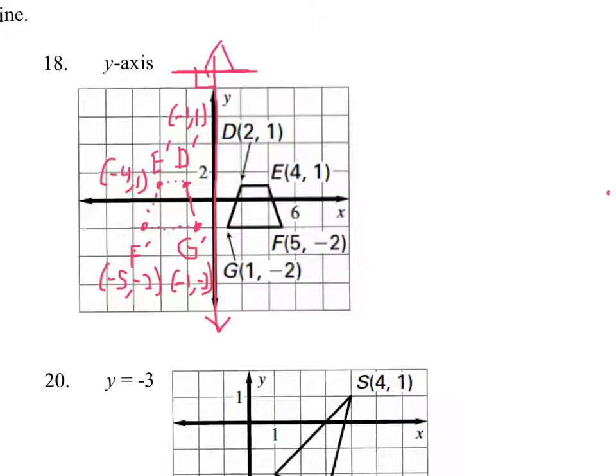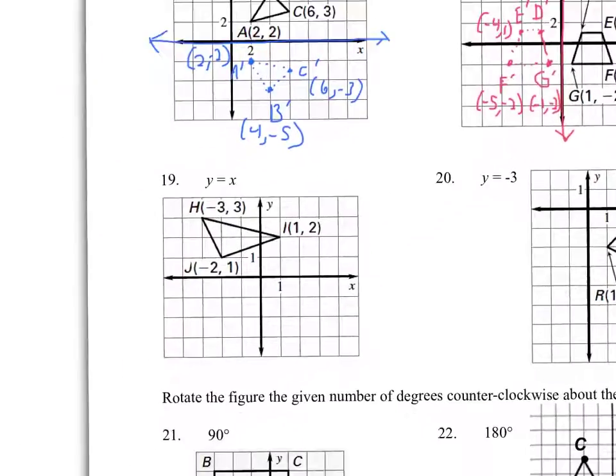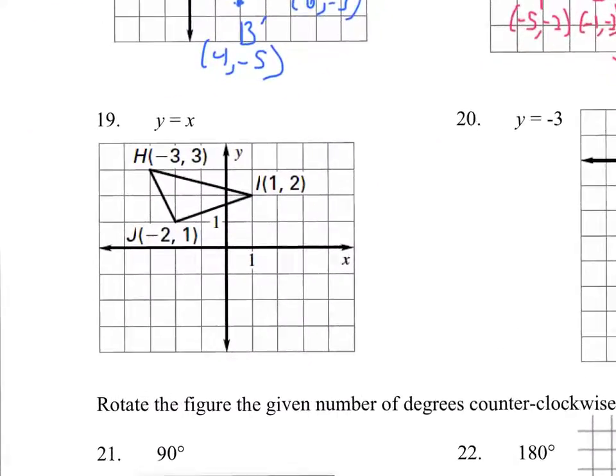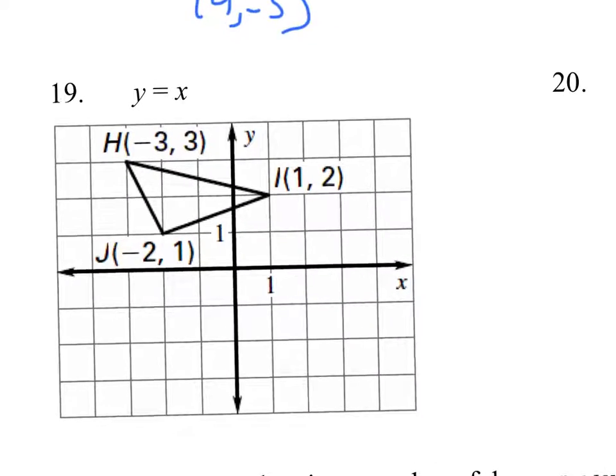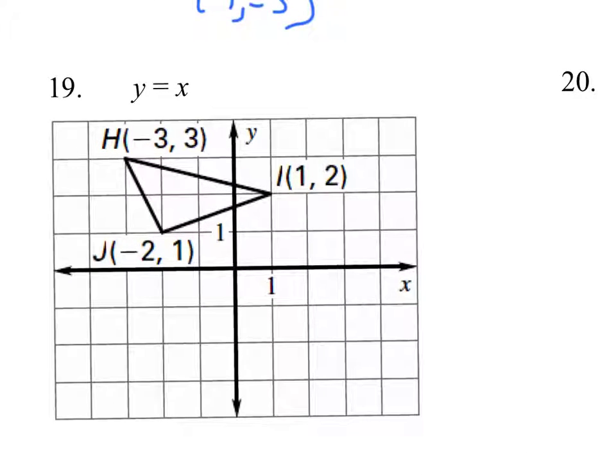Okay, on to number 19. Okay, here we are still reflecting. We have the same directions as above, but we're reflecting in the line y equals x.